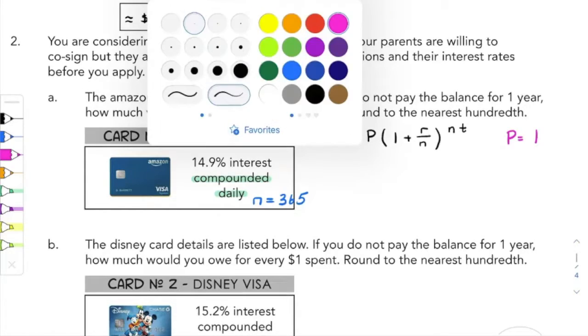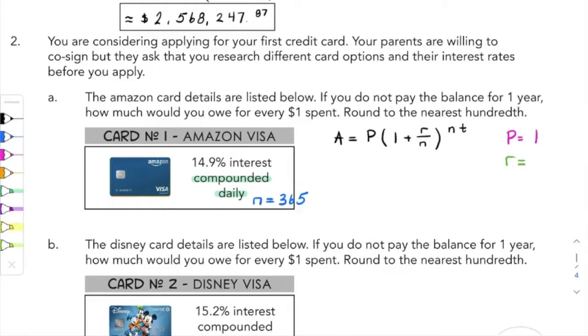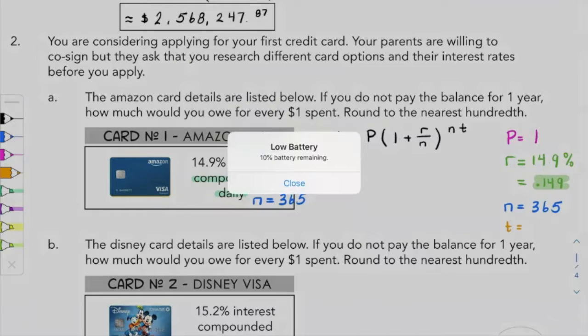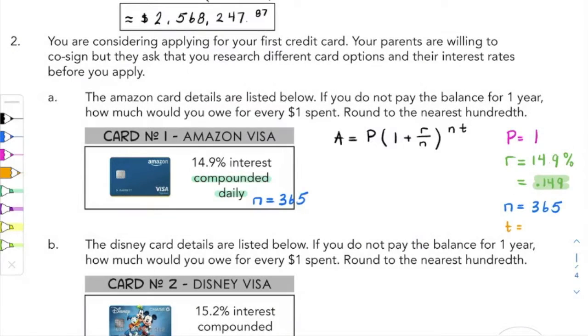The rate is 14.9%. If we convert this to a decimal, which we need to do, we have 0.149. And that's the rate that we are using. We already talked about the n value for compounded daily, which is 365. And then lastly, the time. So we're looking to find how much we would owe on that $1 after 1 year.